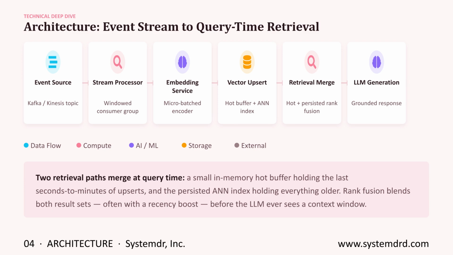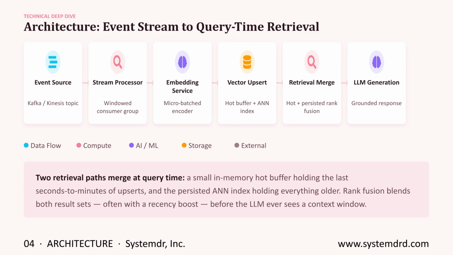Vector upsert, and this is actually 2 tiers, not 1. A hot in-memory buffer for records not yet merged, and the persistent ANN index for everything else. Retrieval merge queries both tiers and fuses the results. And only then does LLM generation receive a grounded context window.